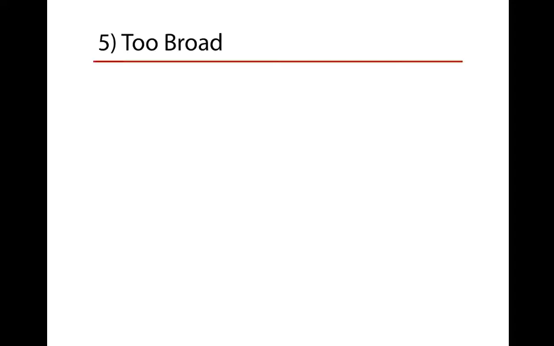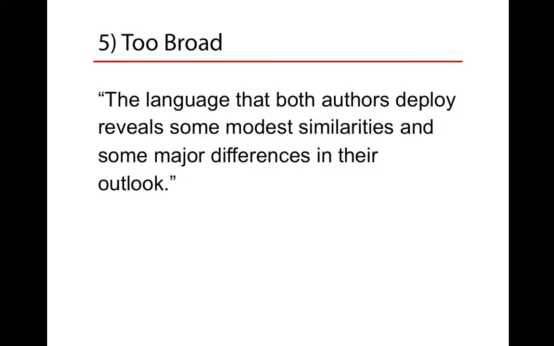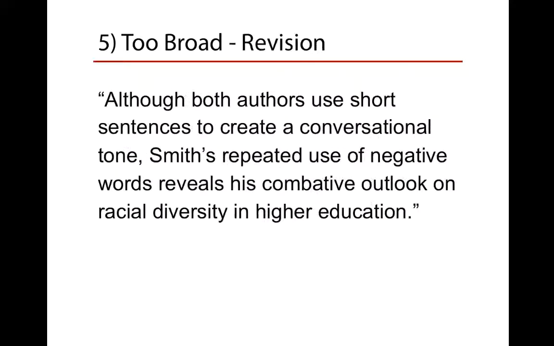The final type of weak thesis statement is the kind that is too broad. For example, the language that both authors deploy reveals some modest similarities and some major differences in their outlook. This thesis statement leaves the reader with a lot of questions. What kind of language specifically? Is it the verb choice, or the sentence structure, or perhaps their tone? Also, what kind of similarities and differences are we talking about? And outlook on what? A thesis statement that responds to some of these questions might look something more like this.